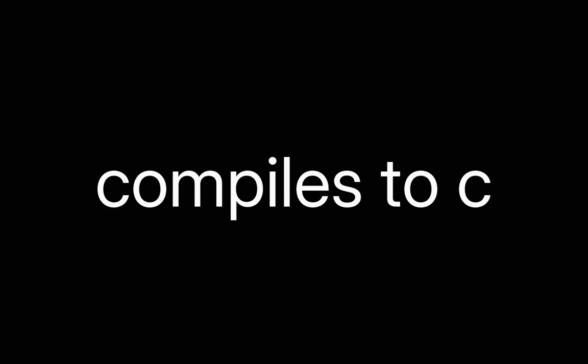So the first thing I want to talk about is that Chicken compiles down to C. It doesn't directly compile to bytecode, but simply translates Chicken or Scheme code to C code. And I also want to show you a direct example of this.